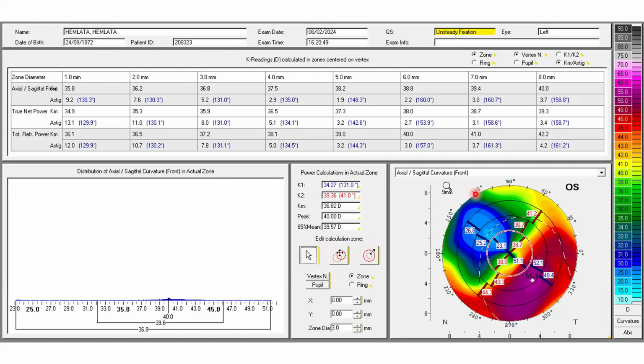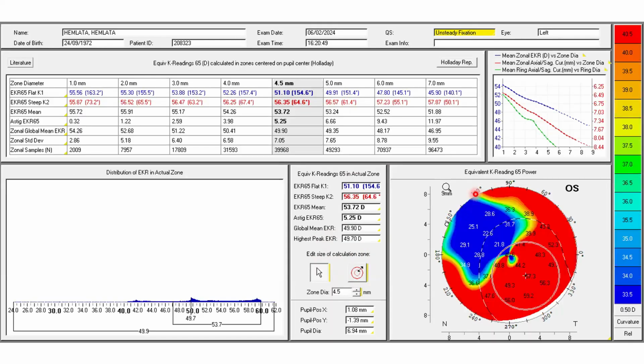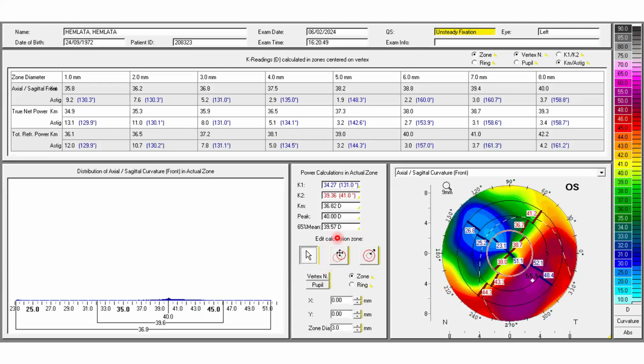But in the previous map itself, you also have an edit calculation zone, but I think you can't shift. How much can you shift with the edit calculation zone in this one? Ma'am, they are only changing the calculation zone, as in we can reduce or increase the diameter, but we cannot displace the area. In the total corneal power map, we can actually displace the area as well and also modify the zone diameter.